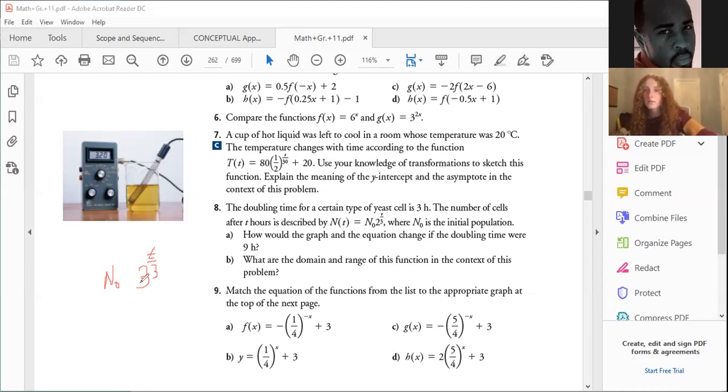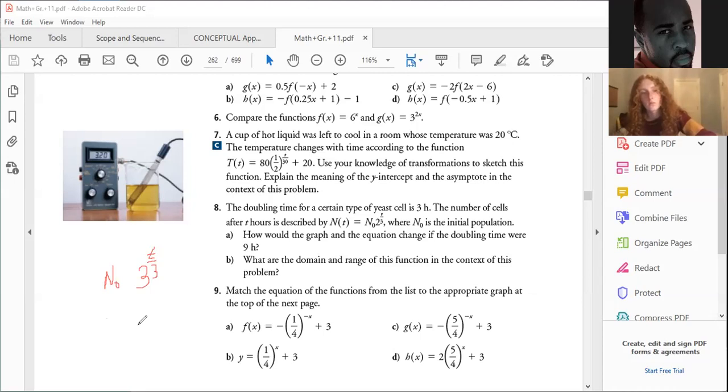Yes. So if it's double, hold on. How would the graph of the equation, let me read this question one more time. How would the graph of the equation change if the doubling time were 9 hours? The doubling time for a yeast cell is 3 hours, which means every 3 hours it doubles, right? Mm-hmm. So every 3 hours it doubles. How would the graph change if the doubling time were 9 hours?